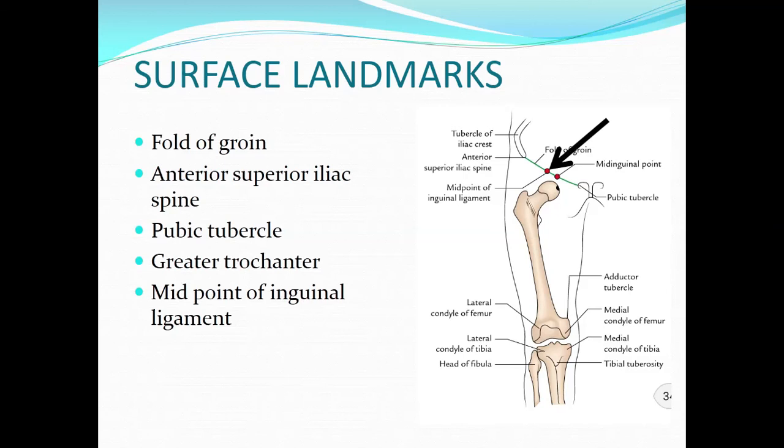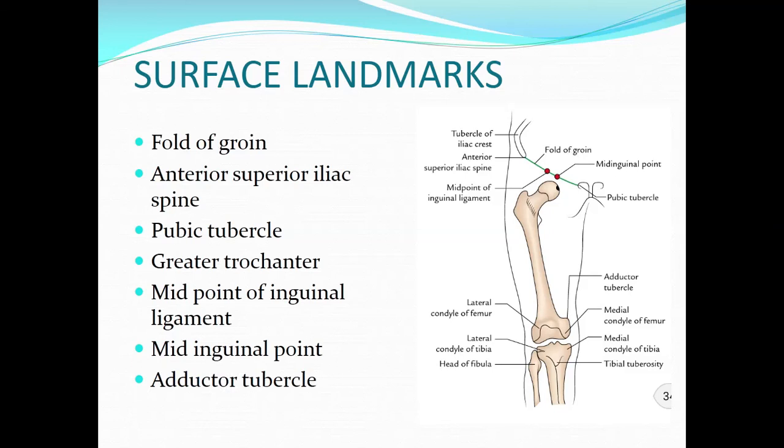Another term related with this inguinal ligament is mid inguinal point. Mid inguinal point is the midpoint of an imaginary line that extends from pubic symphysis to the anterior superior iliac spine. So this is mid inguinal point. The difference between midpoint of inguinal ligament and mid inguinal point is that this mid inguinal point is present a little medial to the midpoint of inguinal ligament.